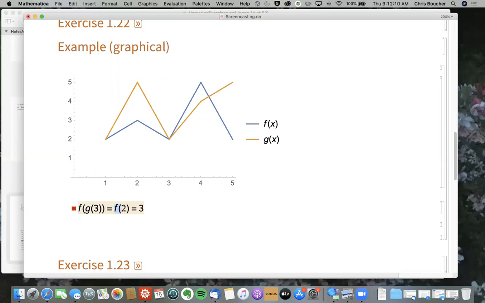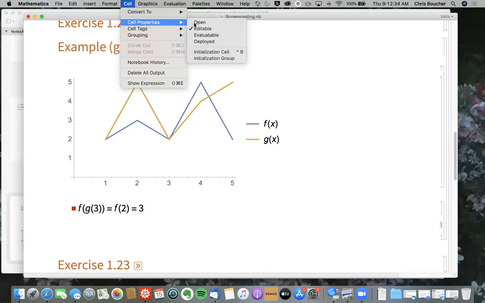And now I do the outside rule. f of 2, right? To evaluate that, I find 2 on the input axis. So that's right there where the arrow is. And now I'm going to go up to the blue curve, which is right here, and determine the output value there, which looks like it's about 3, right? The outputs are on the vertical axis. And that's where I get the result of 3.